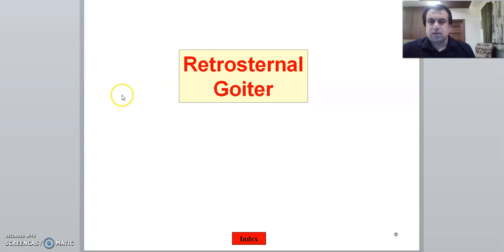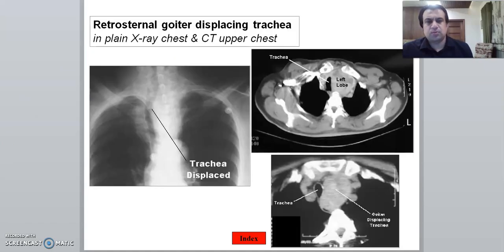Retrosternal goiter means that it is extending beyond the sternum and causing compression symptoms of the structures passing through the sternum. The most important thing is that this is displacing the trachea, the left lobe, and it extends between. You can see that the trachea is being displaced. This is one of the difficult patients to treat because it extends beyond the sternum and causes compression on the thoracic outlet, resulting in a thoracic outlet syndrome, in which there are compression symptoms on the trachea.